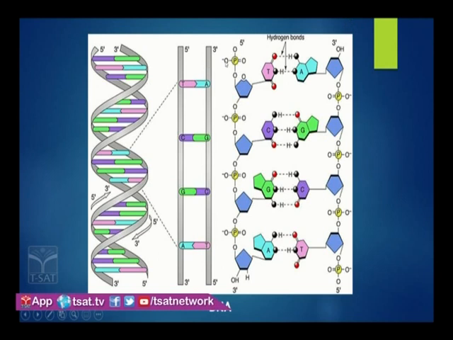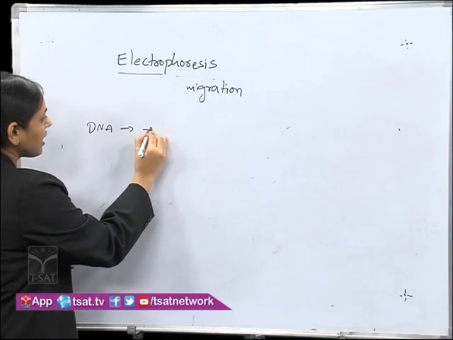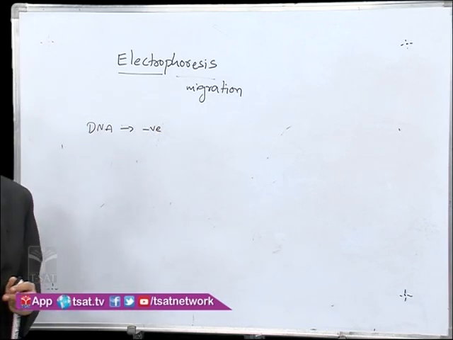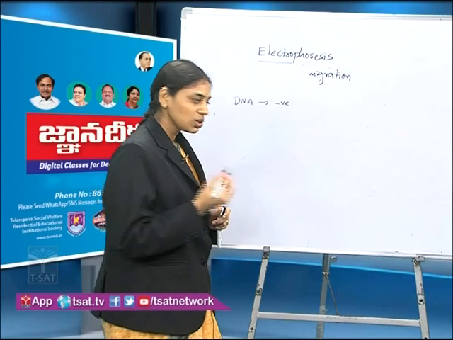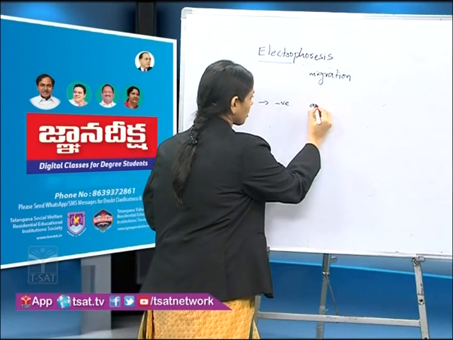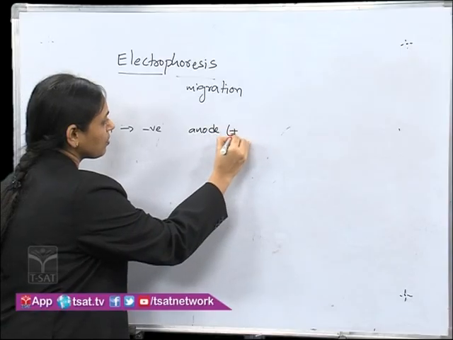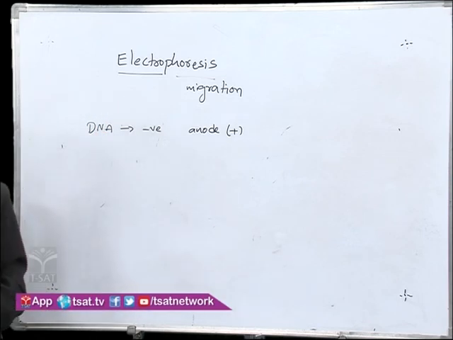So, this O minus free ion gives negative charge to the whole DNA molecule. So, DNA under physiological pH is always negative. So, DNA carries negative charge. So, inside the electric field, in which direction does this DNA move? Towards the anode, which is having positive charge.